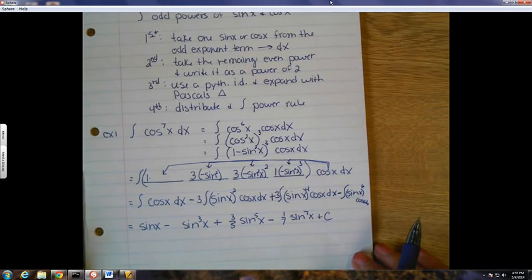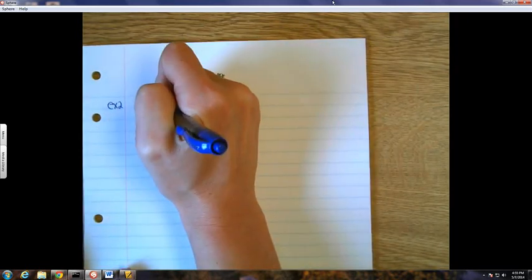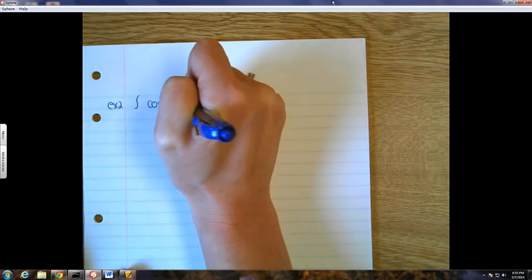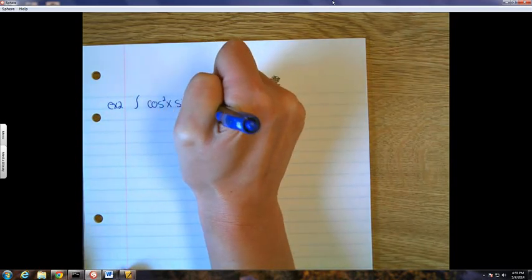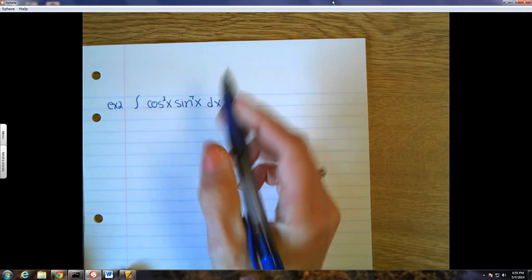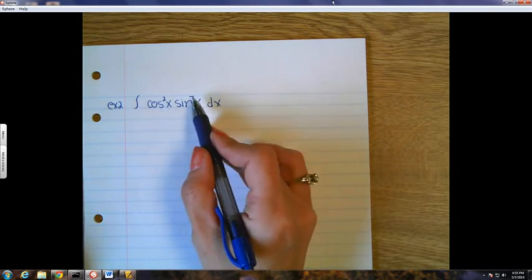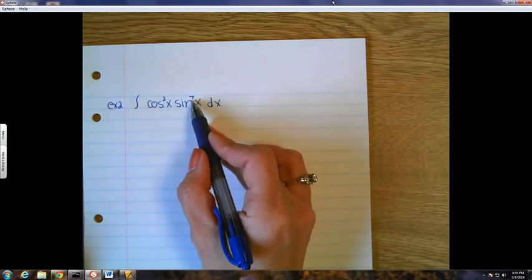Next one. I will have cosine squared times sine to the 7th. Okay, even though I've got the cosine and the sine together, look to see if one of them is the odd exponent. If there is, I can follow the rule, the 4 steps we just did. I see the odd exponent is here on the sine.